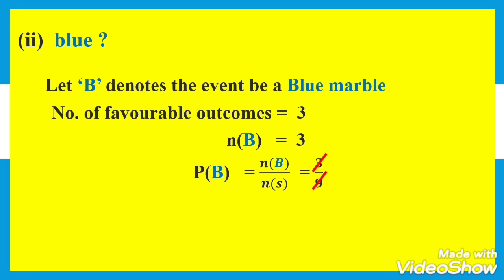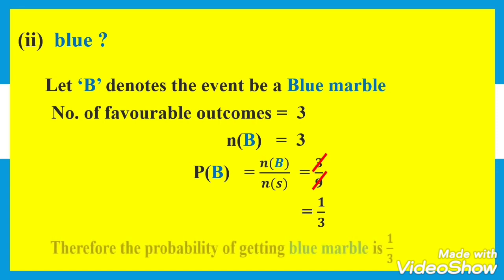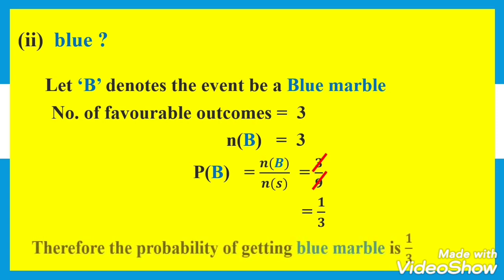I got the new fraction value, that is 1 by 3. 1 3 is 3, 3 3s are 9, 1 by 3. So the probability of a blue ball, P of B, equals 1 by 3. We can't simplify it again; 1 by 3 is the simplest fraction. So P of B equals 1 by 3. Therefore, the probability of getting a blue marble is 1 by 3.